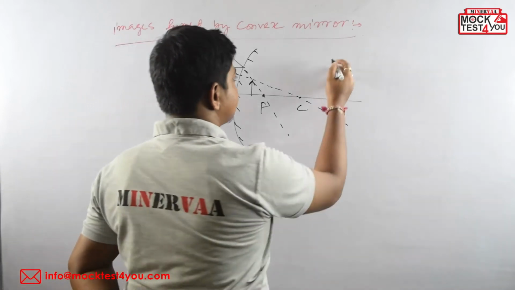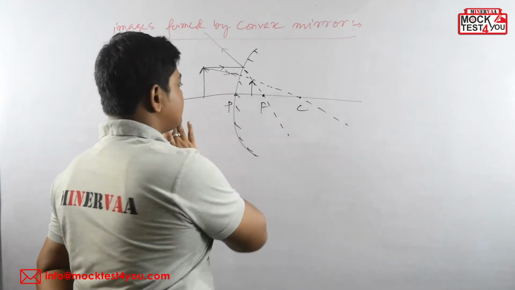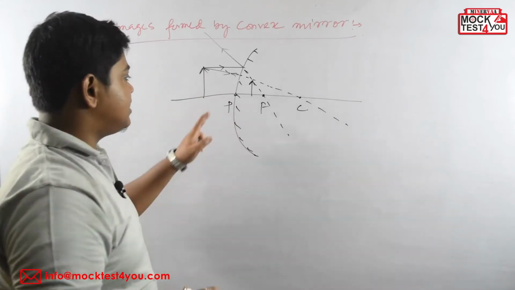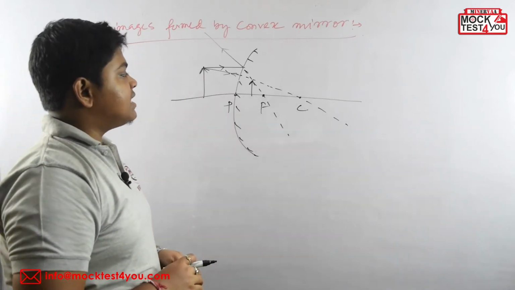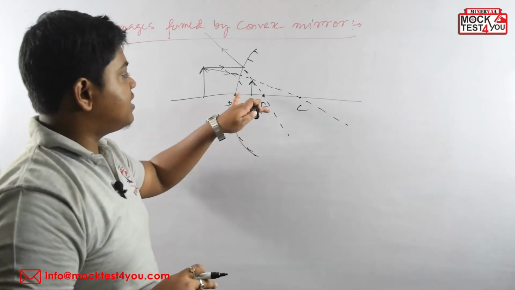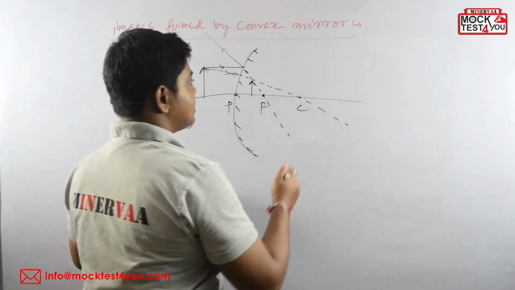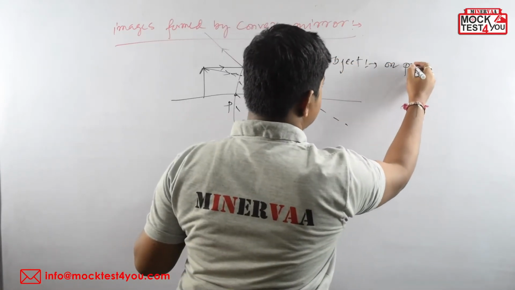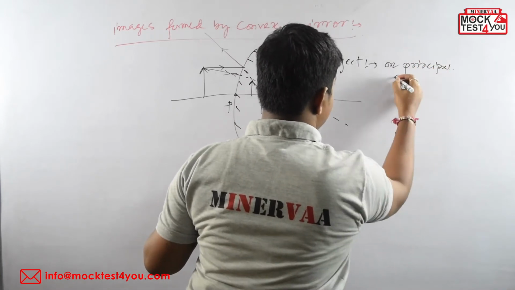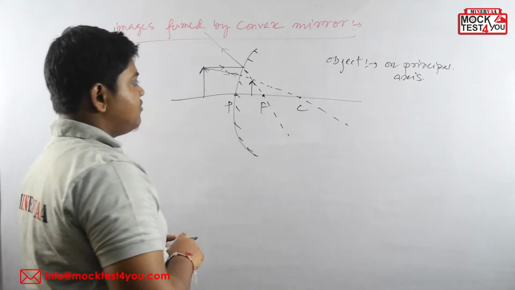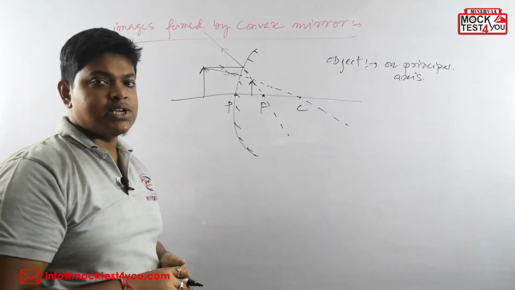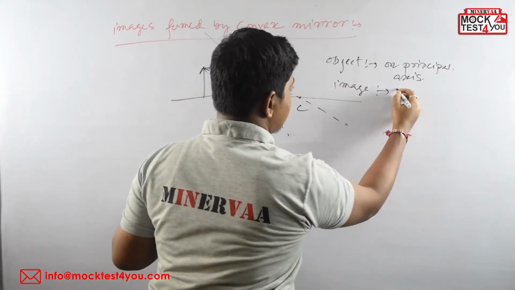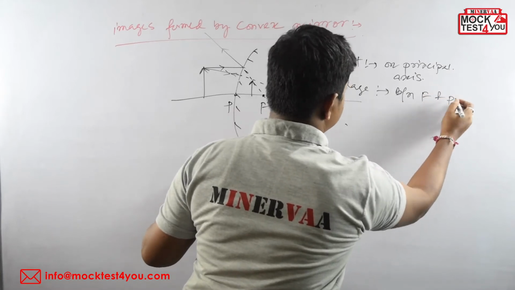So in this case we are writing that the object is placed anywhere on the principal axis, and obviously on the left side of the mirror the object is placed. So that's why we are getting the object in between the pole and the focus. In this case, the object is placed on the principal axis at any of the points in between. If you are placing that object, you will get the image of the same nature. In this case, the image we are getting is between focus and pole, right?